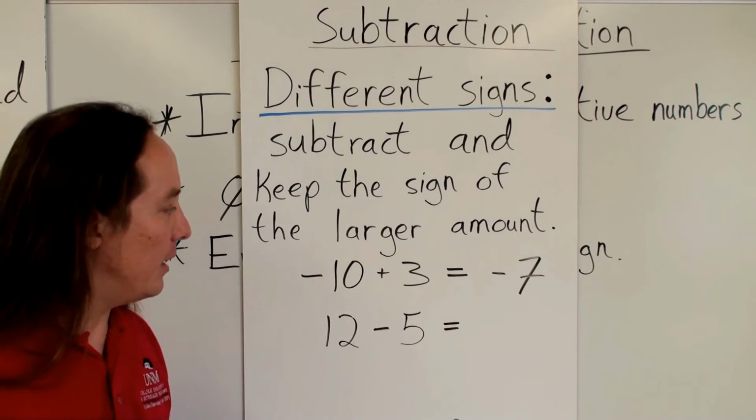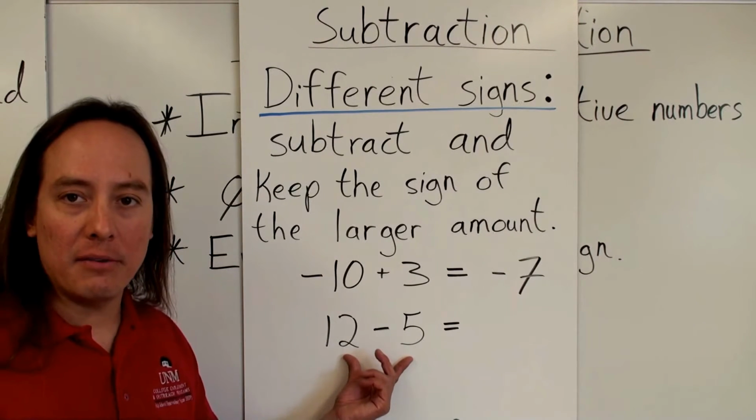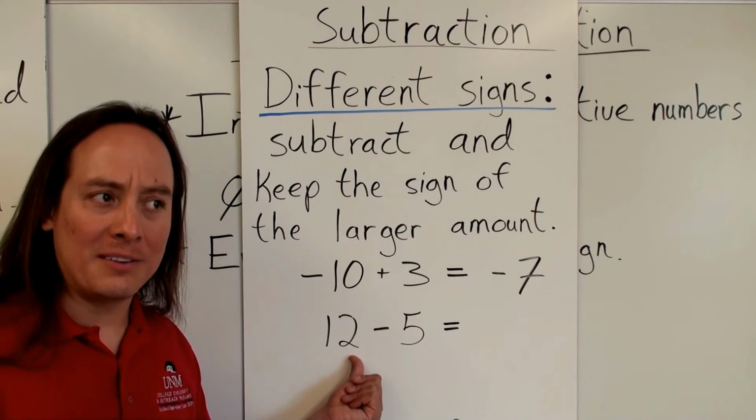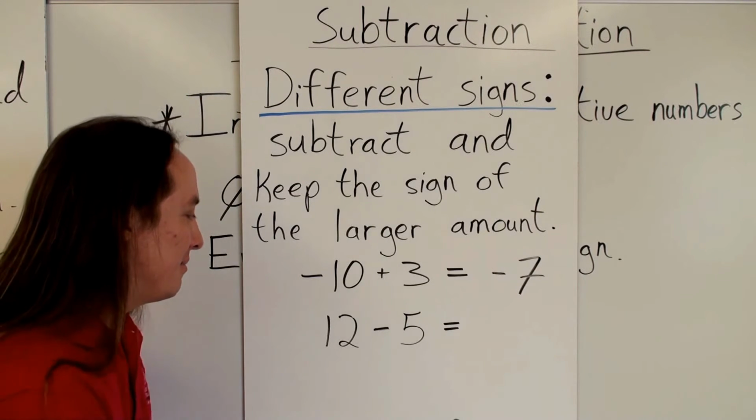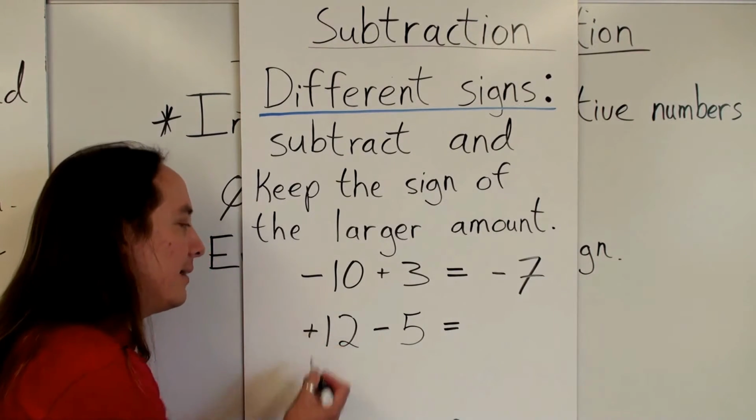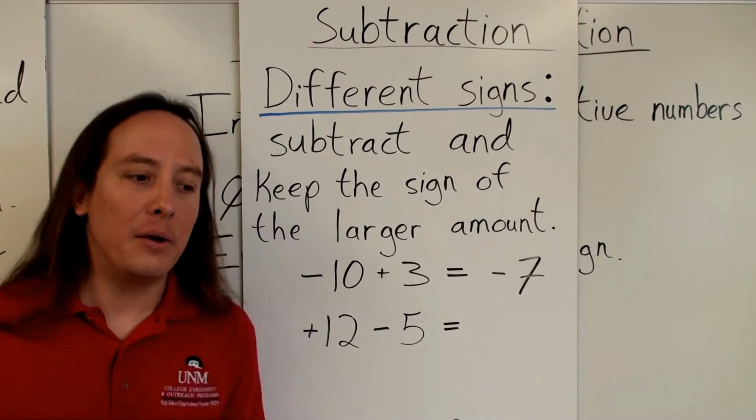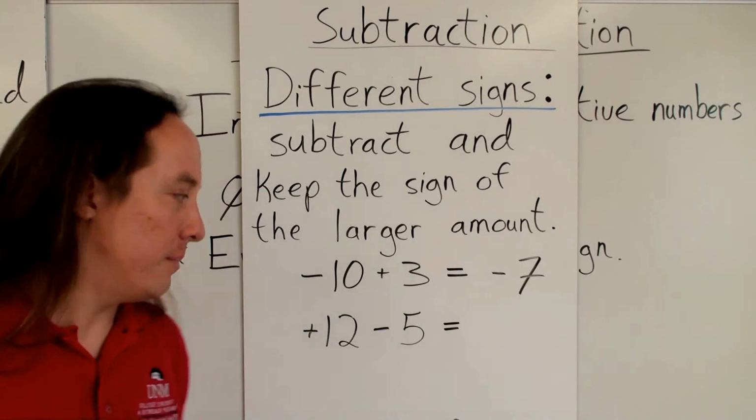That's it. All right? So we have 12 and a minus 5. But 12 doesn't have a sign. What sign does 12 have? Well, like I said earlier, every number has a sign. If it's not written down, it is automatically a positive number.